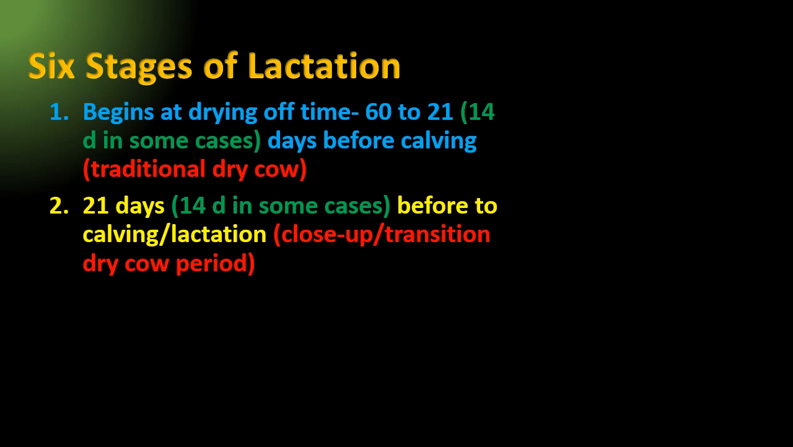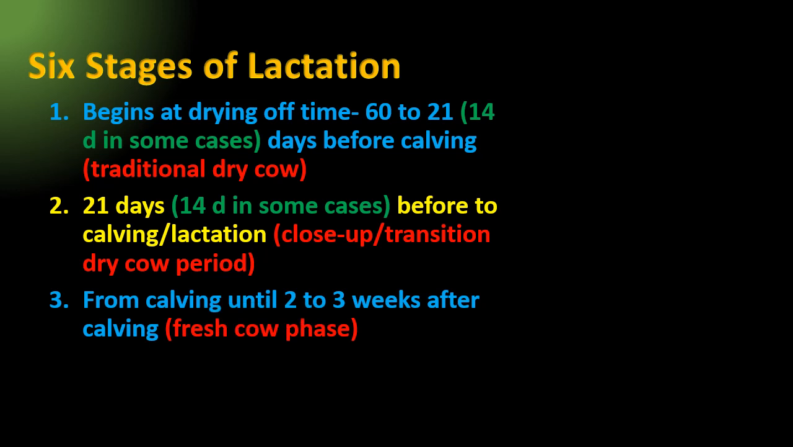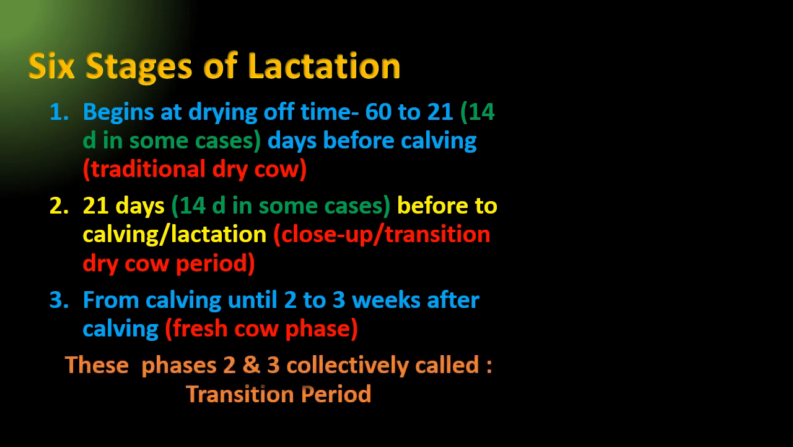Then comes stage 3. Stage 3 is the fresh cow phase. It is from calving until 2 to 3 weeks after calving. The key management factor is the ability to monitor and observe these cows to ensure they are healthy when they are moved to the high production group or are challenged with the high nutrient rich diet. Stages 2 and 3 collectively are also known as the transition period.